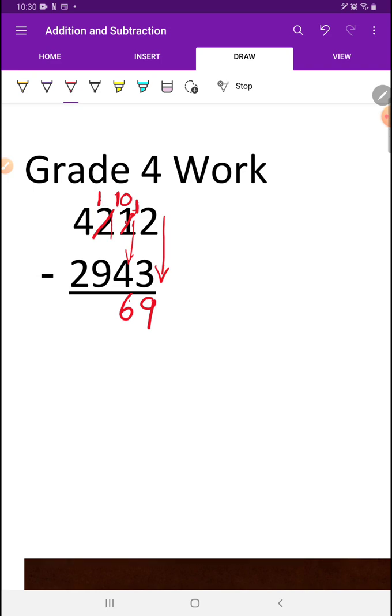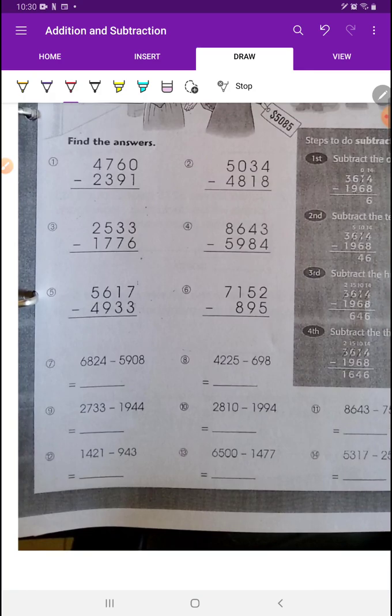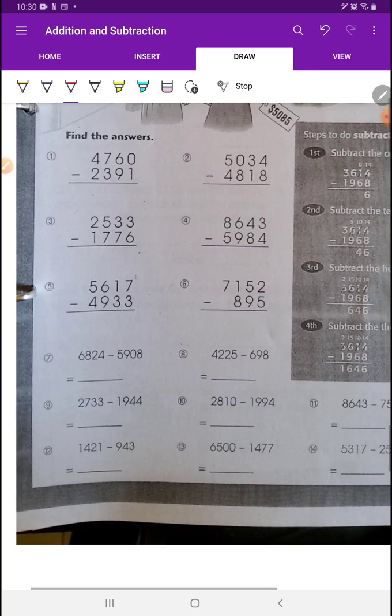And then again, we have to go 1 minus 9. Still not possible, too small. So I'm going to cross out this one. I'm going to write a 3 there. And this becomes an 11. 11 minus 9 is 2. 3 minus 2 is 1, and my answer is 1,269. Okay, grade 4s, this is your work for today.